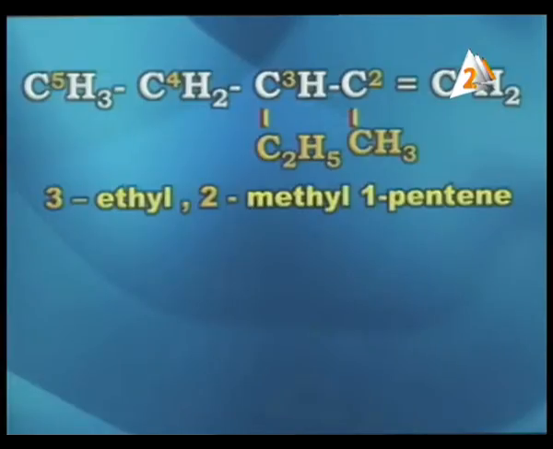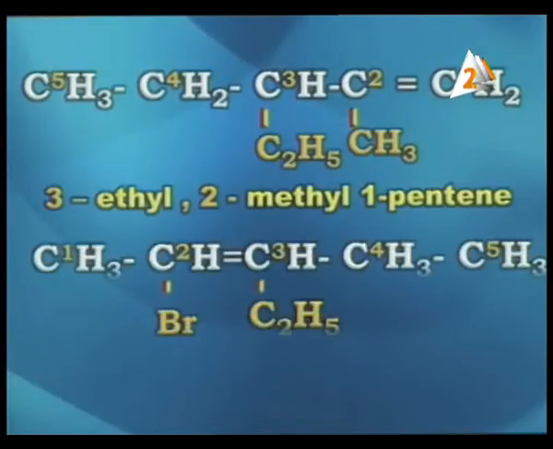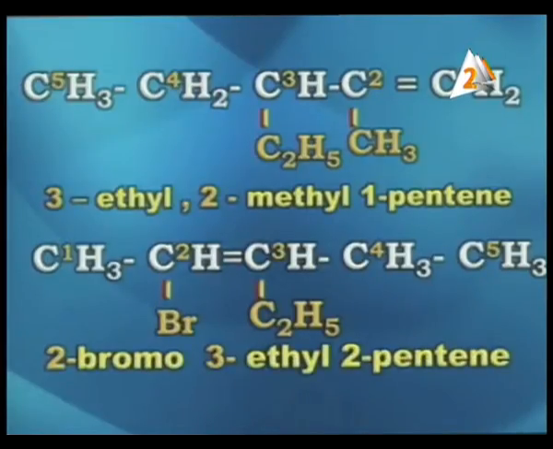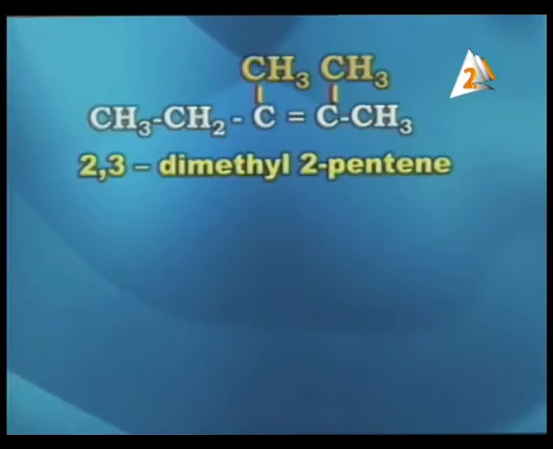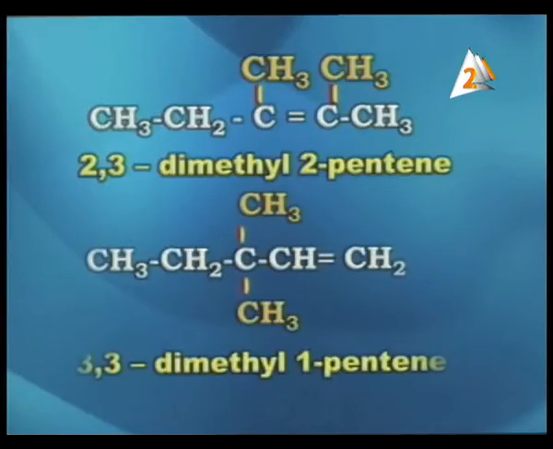And this molecule, my dear students, 3-ethyl-2-methyl-1-pentene, and this name will be 2-bromo-3-ethyl-2-pentene. And the molecule shown on the screen, it will be 2,3-dimethyl-2-pentene, and this molecule will be 3,3-dimethyl-1-pentene.